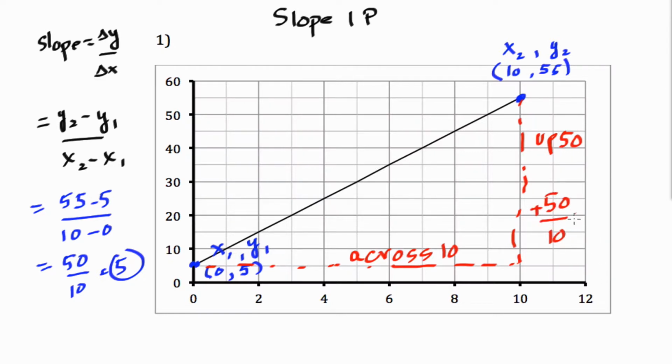And I could just say, well, its slope would be up 50. I can put a plus for up. Divided by 10 would also give me a slope of 5. What's in red, what's in blue are the exact same calculations. Red is just a little faster.